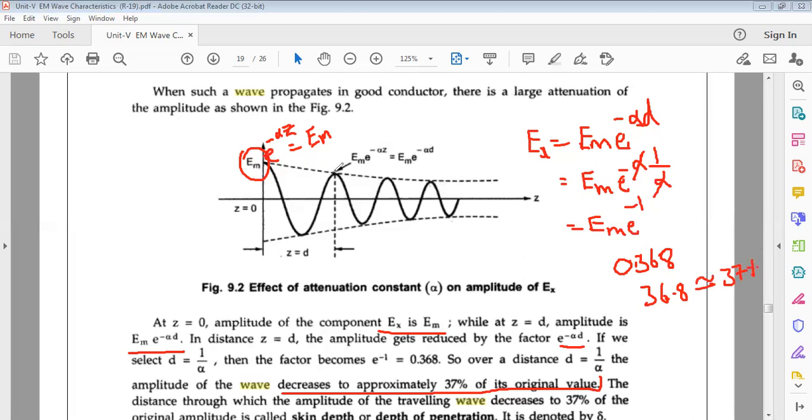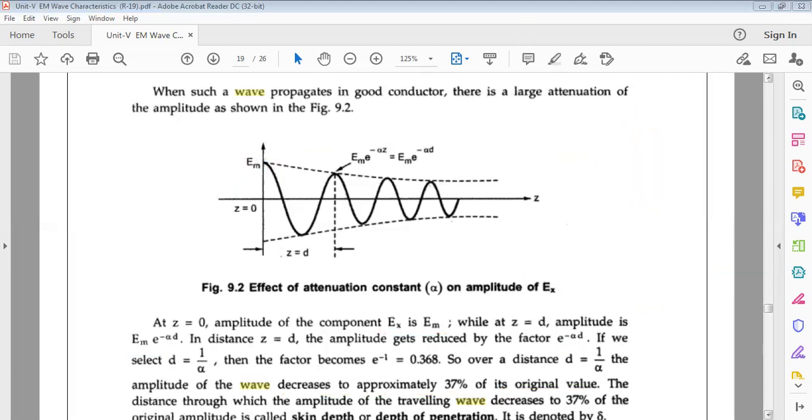So how much does it decrease from the actual value? The actual value is Em. It reduces to 37% of its original value when it travels a distance d, from z equals 0 to z equals d. Got it, my dear friends?